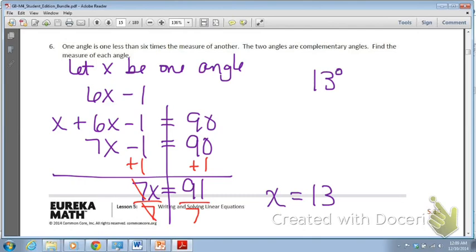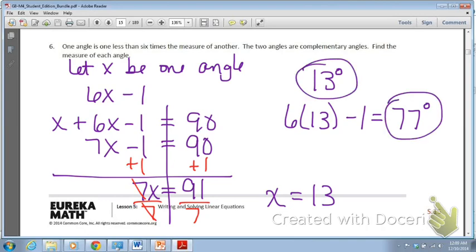The other one is going to be 6 times 13 minus 1. And they also have to add up to 90. So 6 times 13 minus 1 is 78 minus 1, is 77 degrees. So 13 degrees and 77 degrees are the measures of my angles.